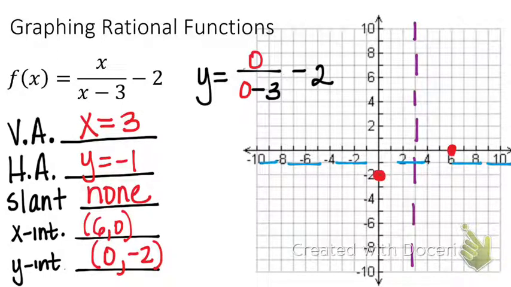So we don't really have a lot. We need to make a t-chart. So you need to pick your x values, and you can pick any x values except for 3. I usually like to pick points right next to the asymptote. So let's plug in 2 and 4. Go ahead, let's plug in 2, and let's plug in 4.